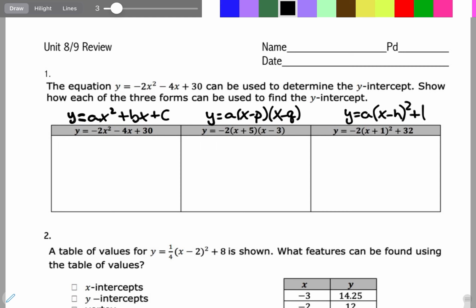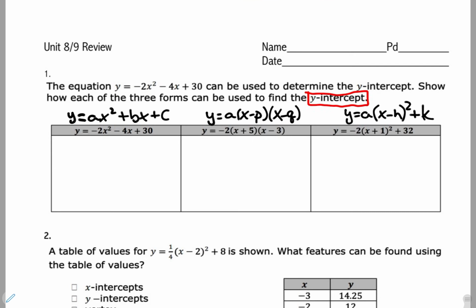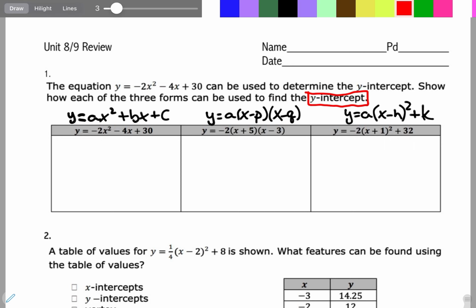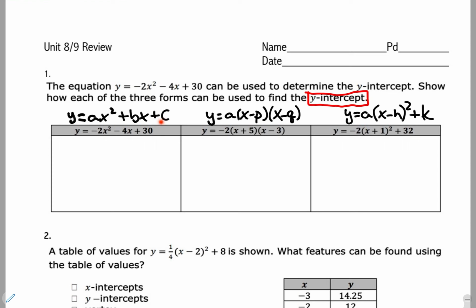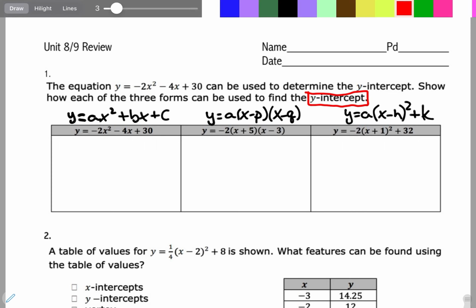And the piece of information that we're looking for is the y-intercept. It says find the y-intercept. So when you have standard form, the y-intercept is your c value. C is the y-intercept. So in this problem here, the y-intercept is equal to 30. It's right there. Whatever your c value is, that's what your y-intercept is.